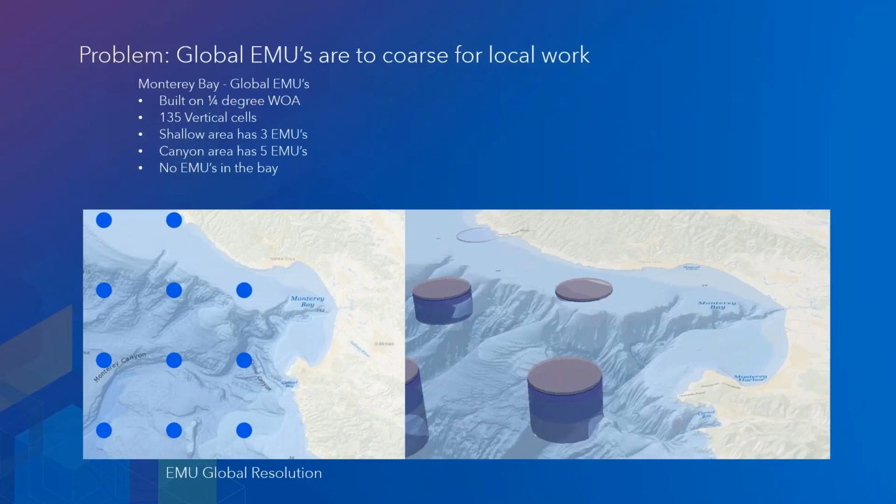Problem is, this is at 1/4 degree resolution. And so what we have here on the screen is an example for Monterey Bay. Each one of those blue dots would be one area of data, or one value of data that we have. So it's really not that useful for doing really fine local change detection.